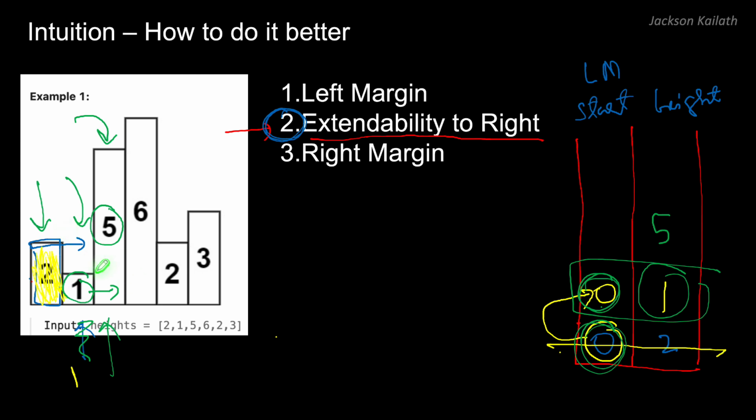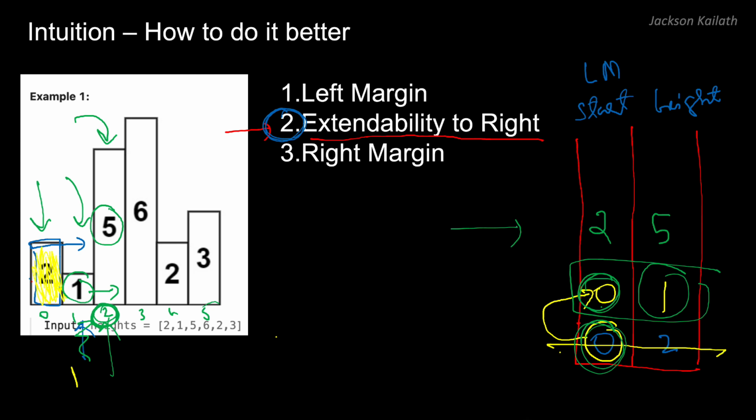And the second point is, this is greater than 1. Therefore, the left margin for 5 will be its index itself. So 0, 1, 2, 3, 4, 5. These are the indices, right? So the left margin for this will be its index itself, because we cannot extend it to the left because 5 is greater than 1. So when I insert this to the stack, I'll have 5 as the height, and the start value will be its index, which is 2 itself.